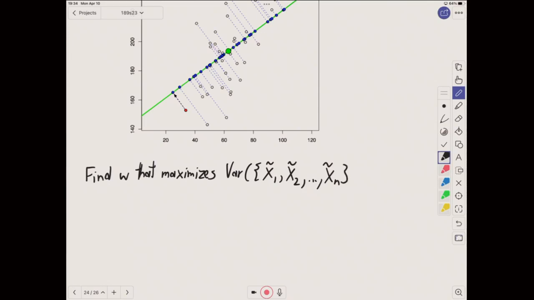Since we're projecting onto one vector, there's just one principal coordinate for each data point. So you can think of them as real numbers, on the real number line. And let's compute the variance of those real numbers. And so that is the formula for variance.